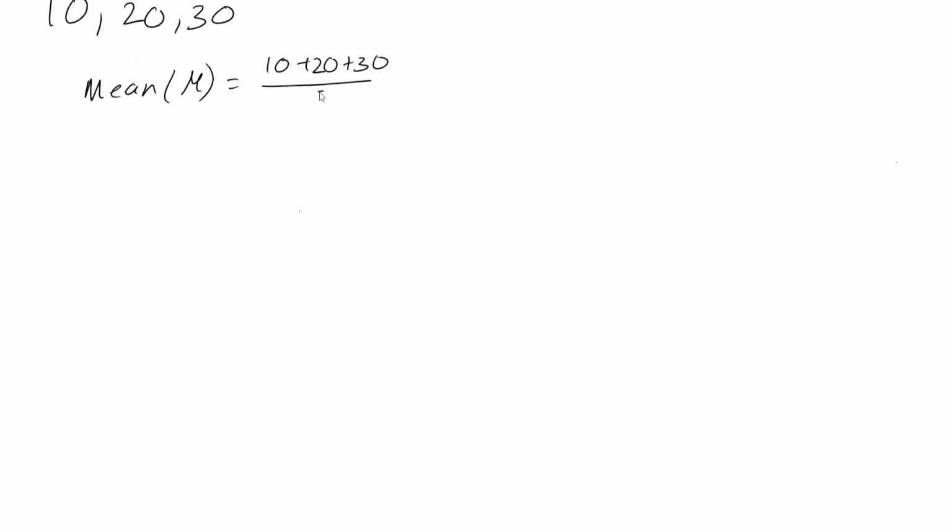Imagine I have 3 data points, let's say 10, 20, and 30. So if you were to calculate the mean of this one, the mean, which is represented by this symbol mu here, is to add all the data points together and divide by the number of data points we have. So it will be 10 plus 20 plus 30 divided by 3, because we have 3 data points. Then this will be equal to 60 divided by 3, which is 20. So that's our mean or average.